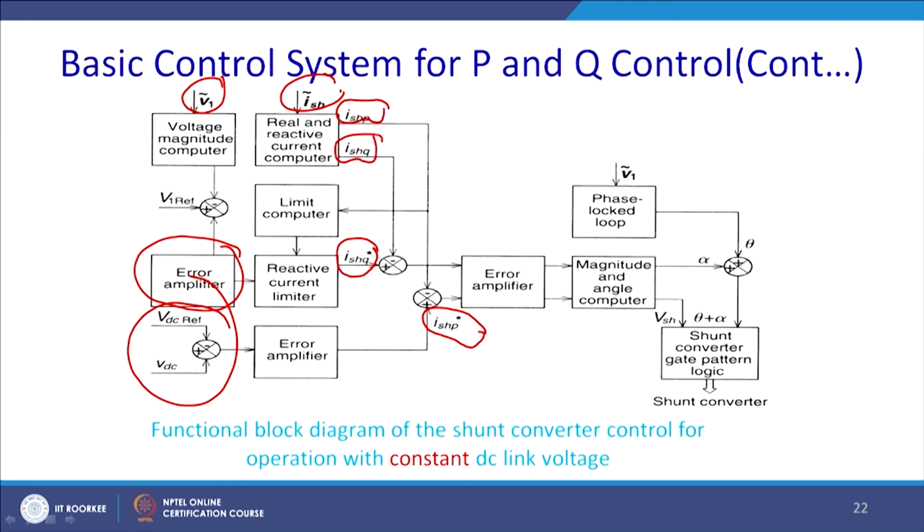This ISHP in-phase component will be added with the loss component, so ultimately it will give you ISHP, and both will be fed to the error amplifier, and from there we will compute the magnitude of it. You have a phase lock loop, from which we compute theta and alpha, and then theta and alpha will be added to give the desired phase shift. Ultimately this current will be converted to the equivalent voltage VSH, and you will feed that logic into the converter to compensate for the shunt compensation.